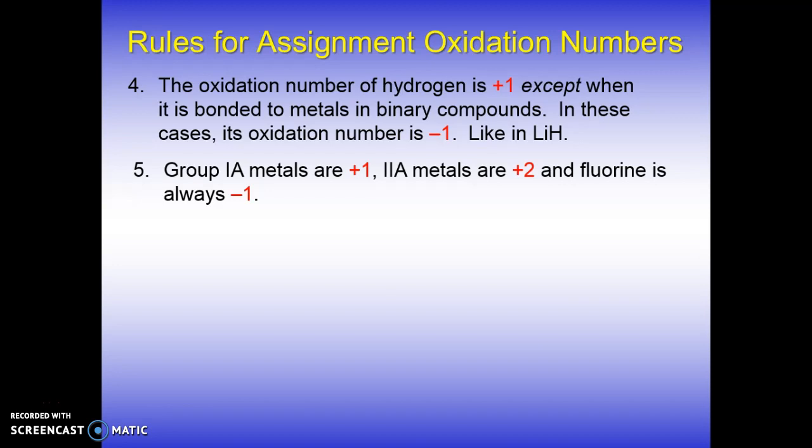Group 1A metals are always +1. Group 2A metals are always +2. Fluorine is always -1. Fluorine, being the most electronegative, is always going to get the electron, so it's always going to be -1. It's not always true with the rest of the halogens. They are not always -1.